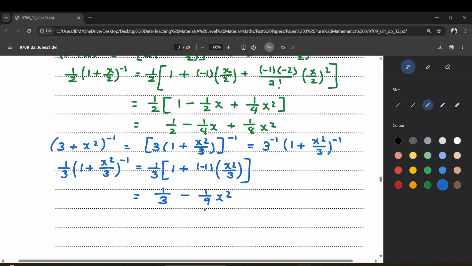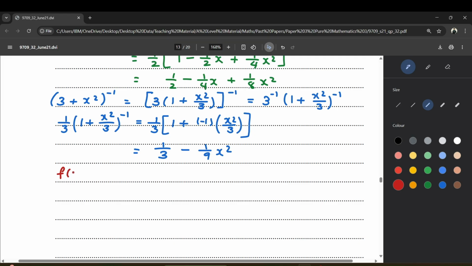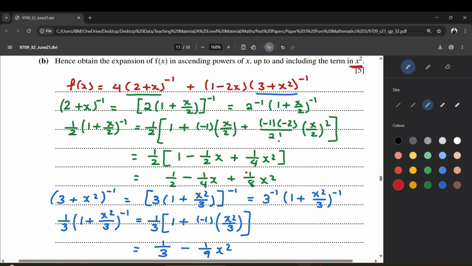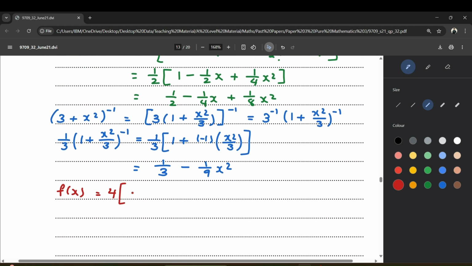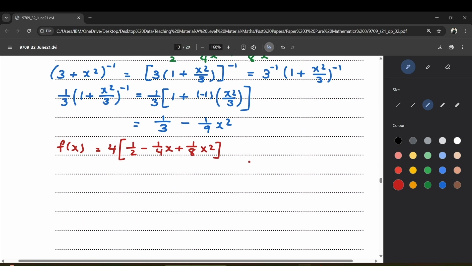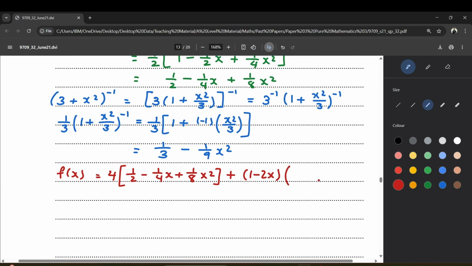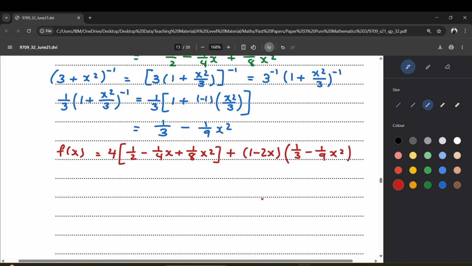Now that we have worked out the expansion, let's write f of x again. This time it is going to be 4 times the expansion of what we found here. So that will be 4 times 1 over 2 minus 1 over 4x plus 1 over 8x square. After that, we had plus 1 minus 2x times this part, so the expansion for this part is 1 over 3 minus 1 over 9x square.